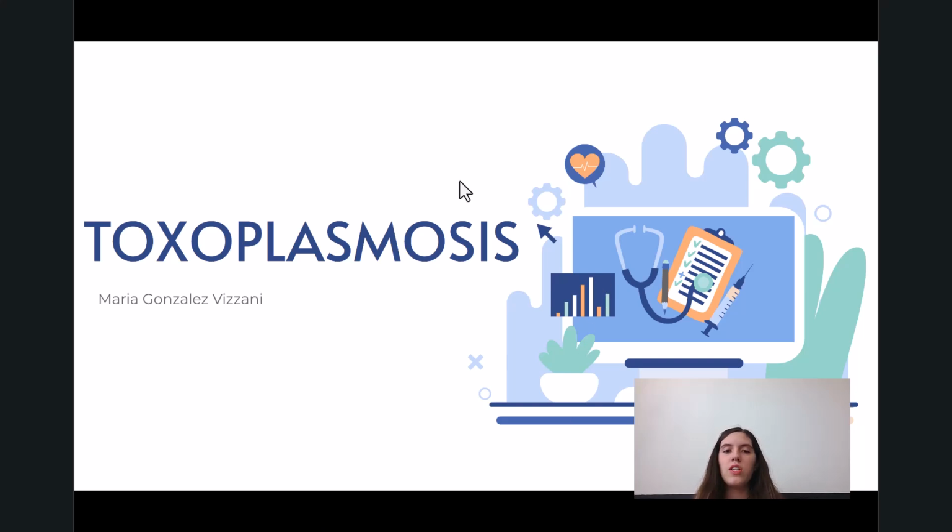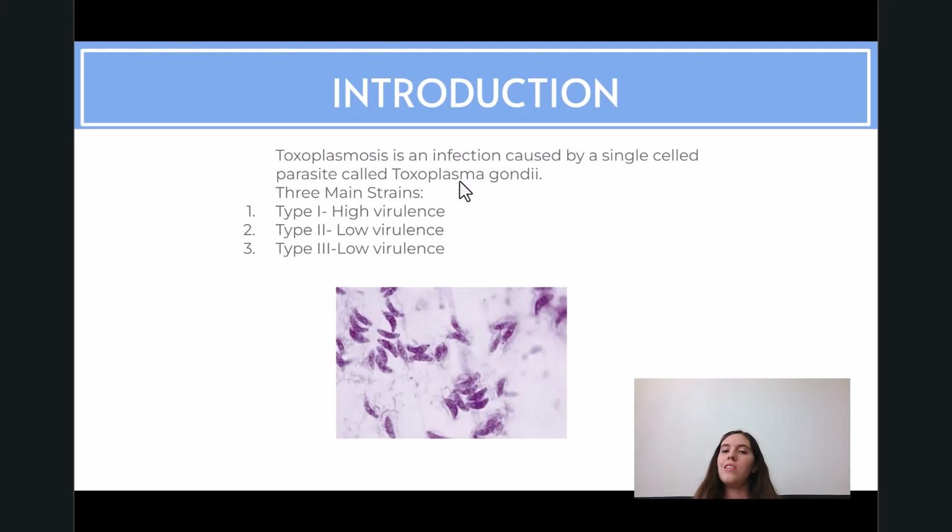So a brief introduction to toxoplasmosis is that it is an infection caused by a single-celled protozoan parasite called Toxoplasma gondii. There are 15 strains in total of Toxoplasma gondii, but there are three main strains that cause the most infections, and that would be type 1, type 2, type 3. Type 2 and 3 are the most common, type 2 being for humans and type 3 being for animals. And the image on the bottom is what Toxoplasma gondii would look like under a microscope.